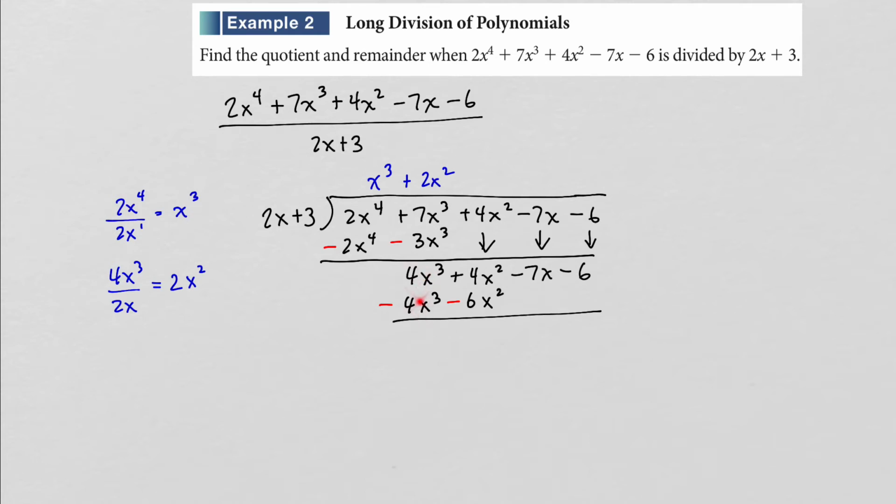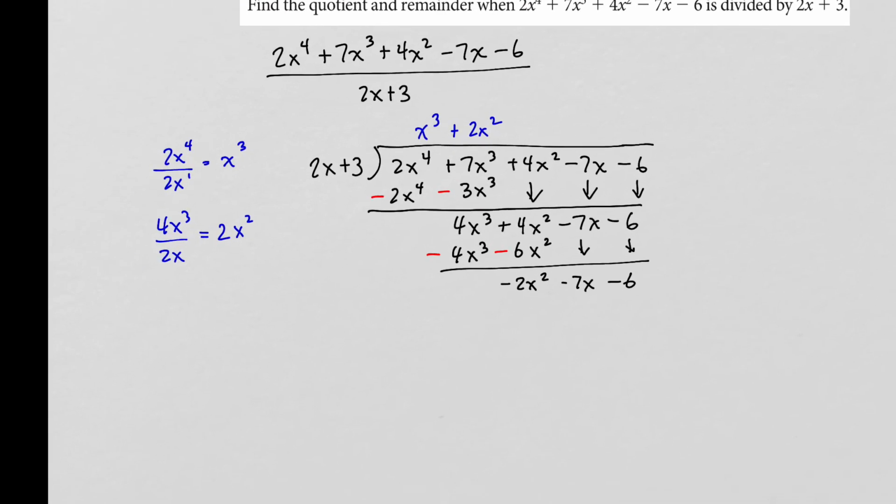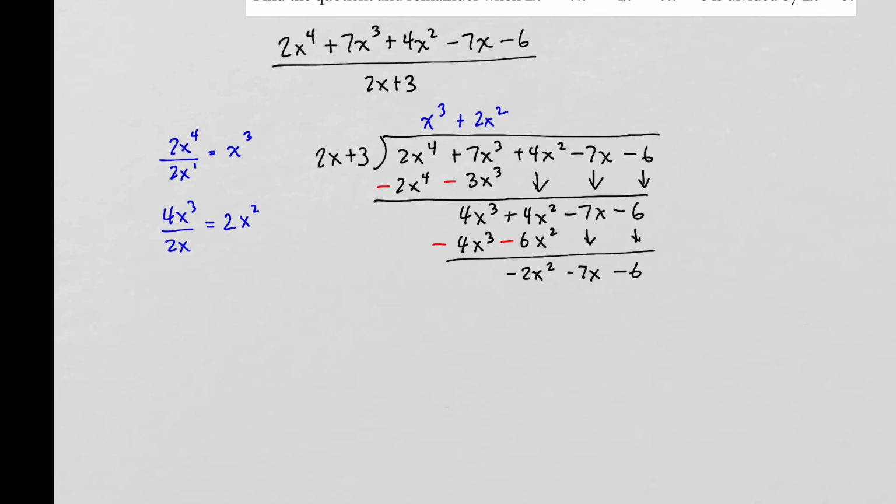Notice once again, the first terms cancel out. That always happens, by the way, if you do it correctly. Then 4x squared take away 6x squared is negative 2x squared. And then these can be brought down. And we keep going. And then we will proceed with the next step, which is to take the leading term here and the leading term here and divide those.